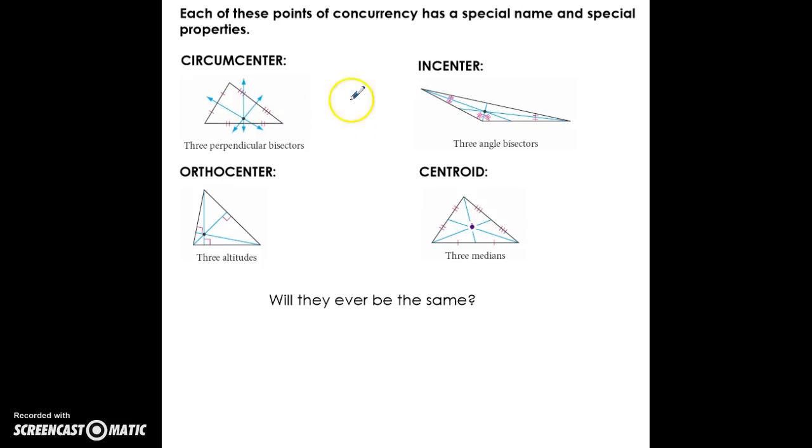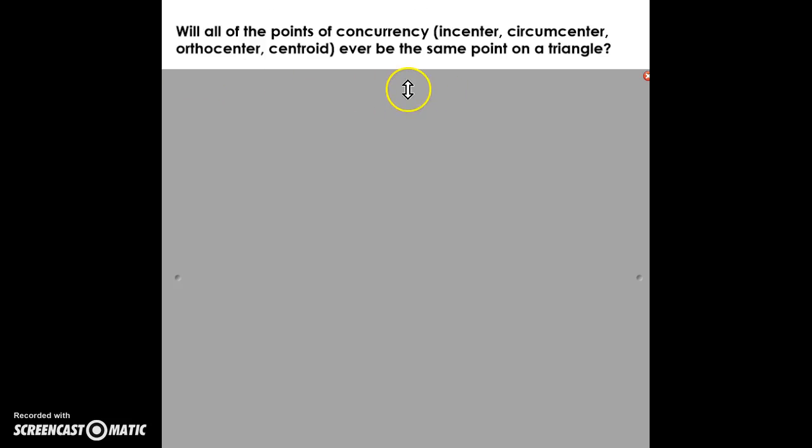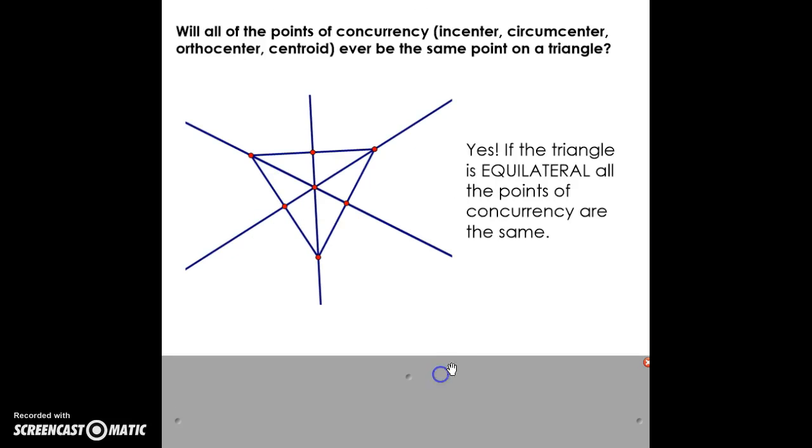And then notice we have different triangles here. The points will be at different locations depending on what kind of triangle it is. But will those 4 points ever be the exact same point? And the answer is yes. If you have an equilateral triangle, all the points of concurrency are exactly the same. If you have an isosceles triangle, they do line up in a straight line, but they're not exactly the same point. And this will be the problems that we practice.